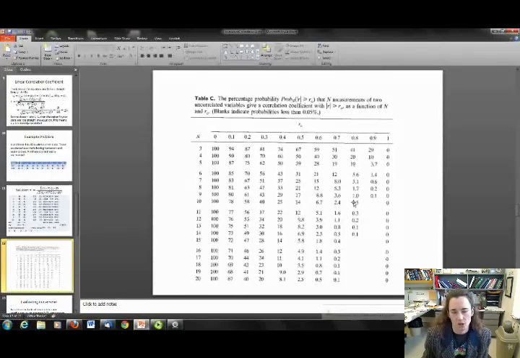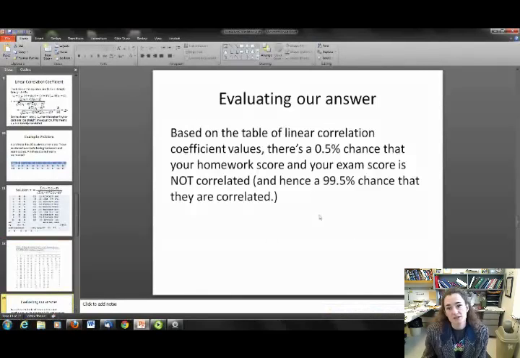Now, what does that mean? Okay. Well, in Table C, what it tells you is a percent confidence. Okay, so this is a percent confidence that x and y are not correlated. So what this means is that there's a 0.5% chance that your homework score is not correlated to your exam score. And that means that there's a 99.5% chance that your homework score is correlated with your exam score. So good odds, okay, based on this data.